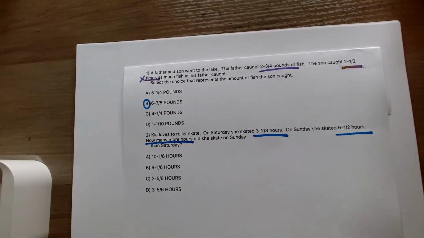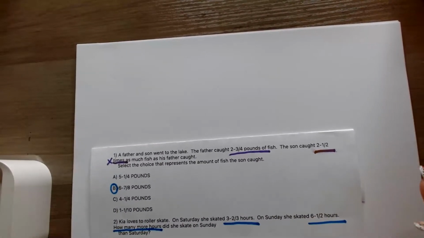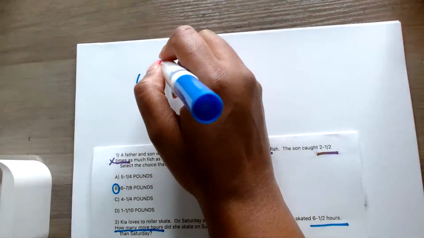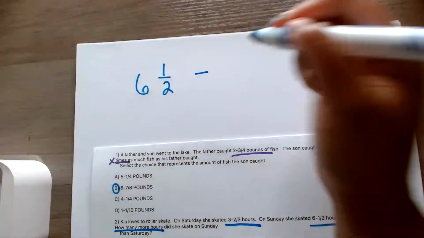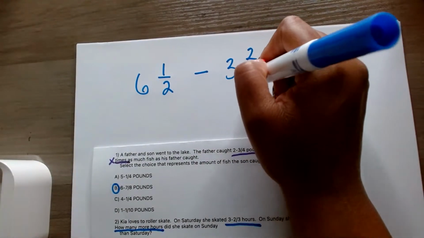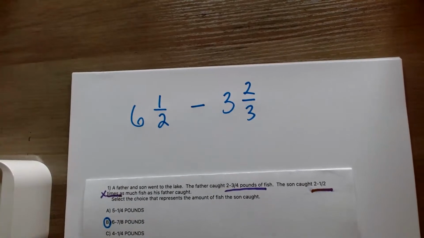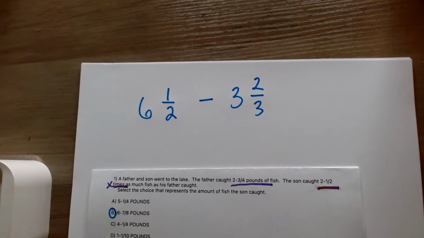Okay? So what are we subtracting? How many more hours did she skate on Sunday? So our Sunday was 6 1/2. And on Saturday, so minus, she skated 3 2/3. Well, it's really hard, right, to subtract these mixed numbers. They don't look alike. We have nothing in common because we know with fractions, those denominators have to be the same for us to do anything.